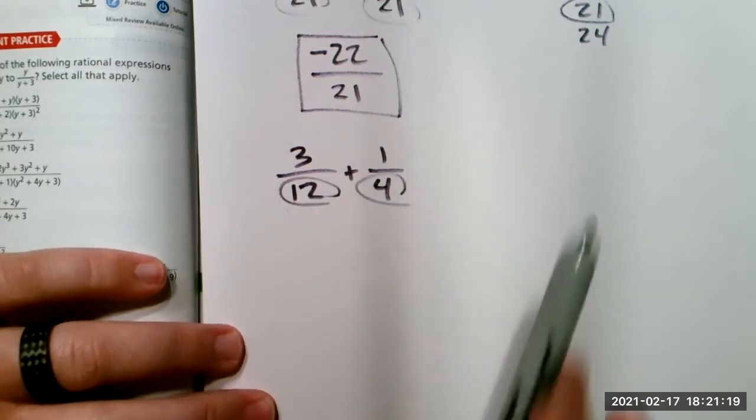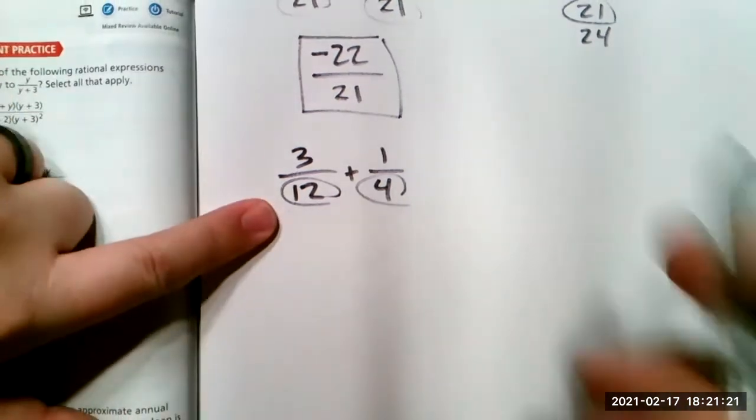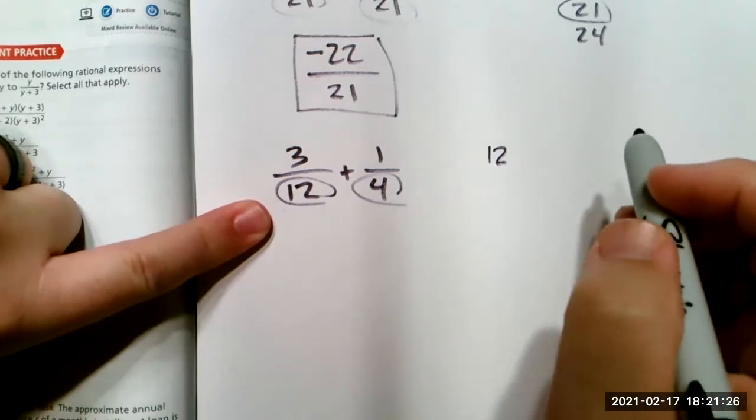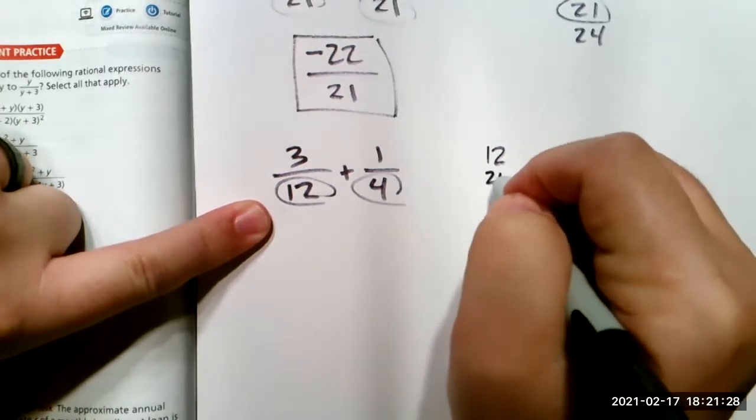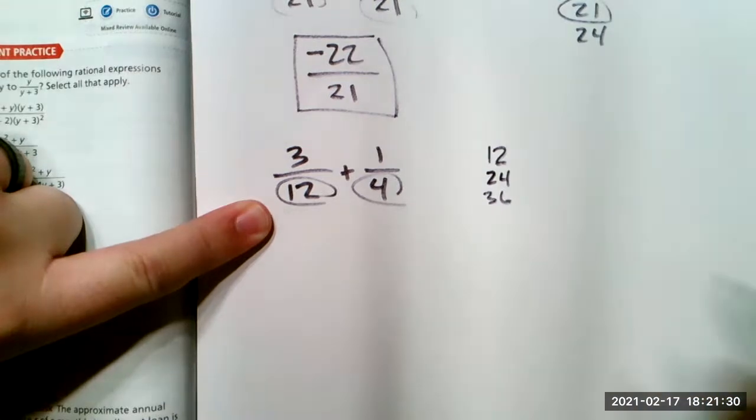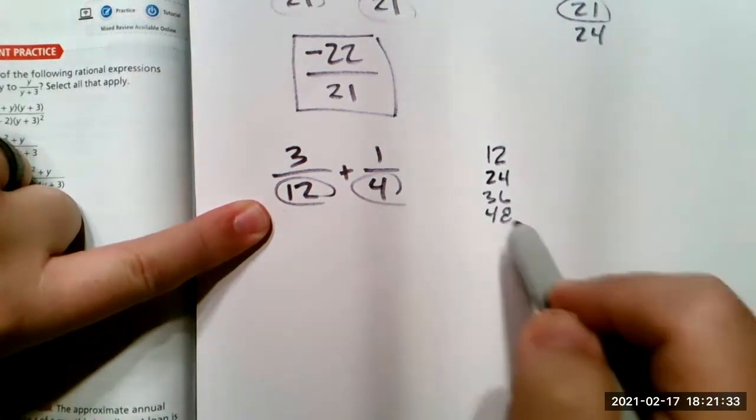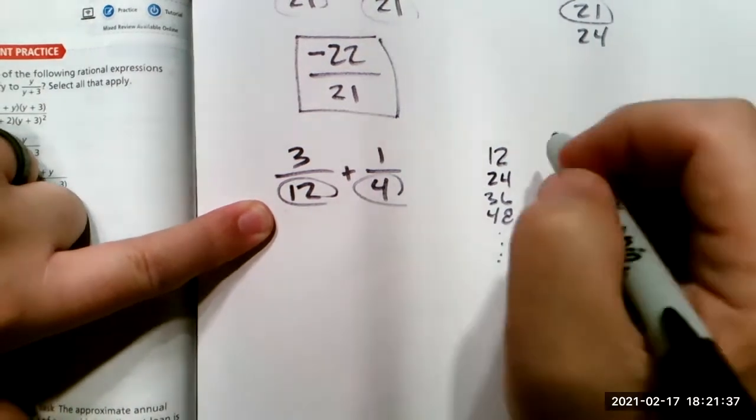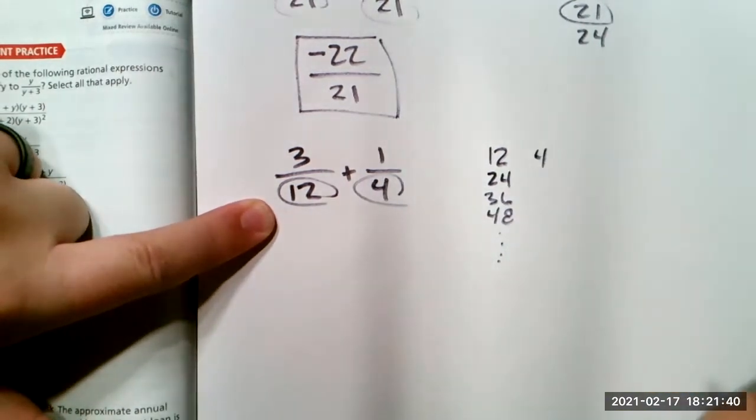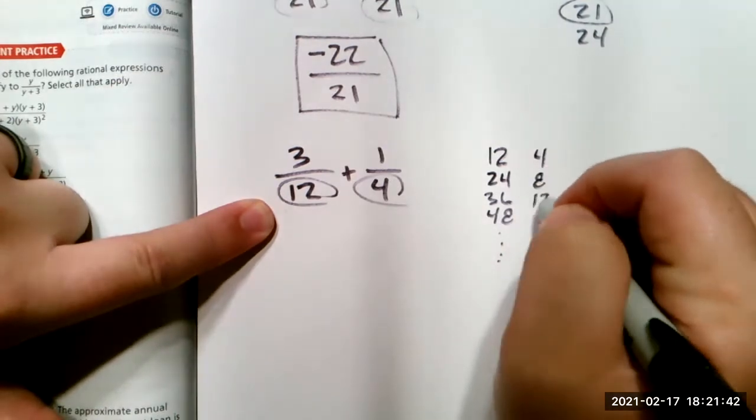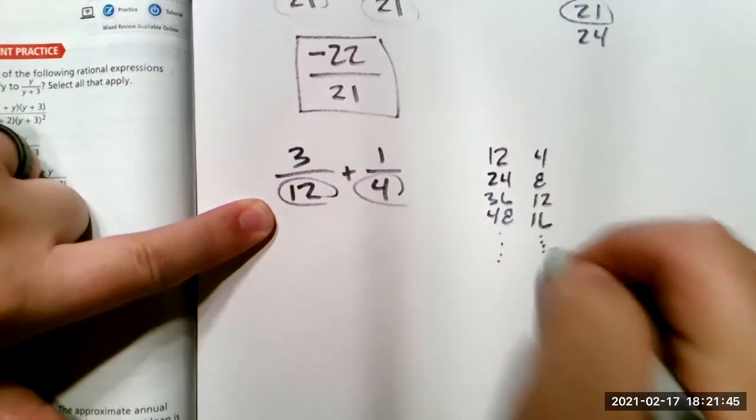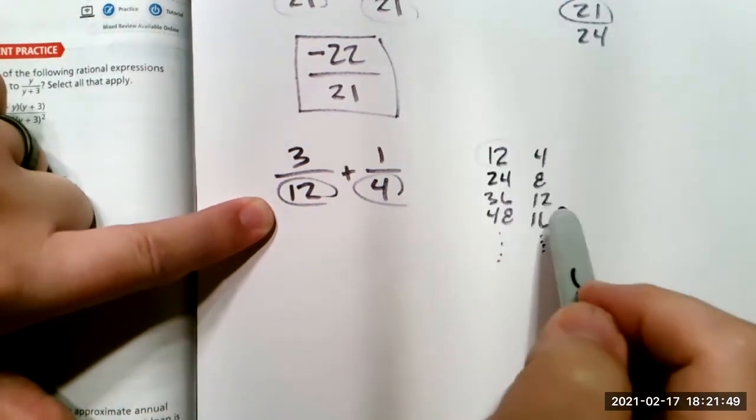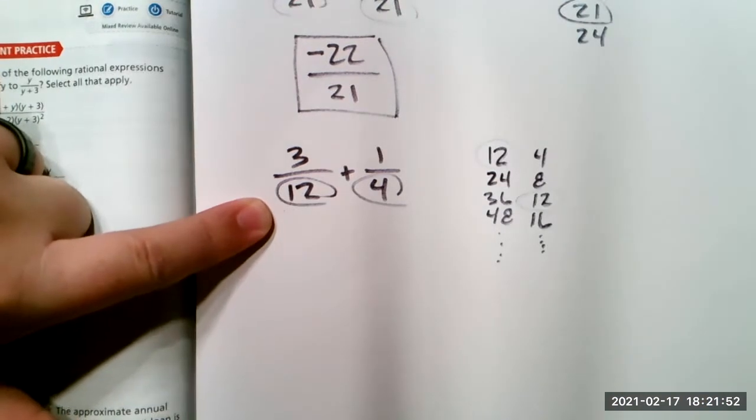So with these, I'm going to do the exact same thing I did up here. For my first denominator of 12, I'm just going to list out a few multiples of 12. So 12 times 2 is 24. 12 times 3 is 36. 12 times 4 is 48. And so on. You could keep listing them out if you wanted to. What about my multiples of 4? 4 times 1 is 4. 4 times 2 is 8. 4 times 3 is 12. 4 times 4 is 16. And so on. And the reason I stopped is because I'm already seeing a common multiple, a least common multiple.